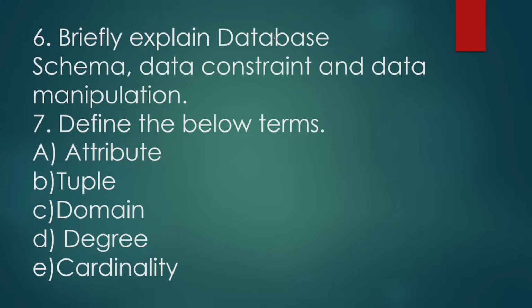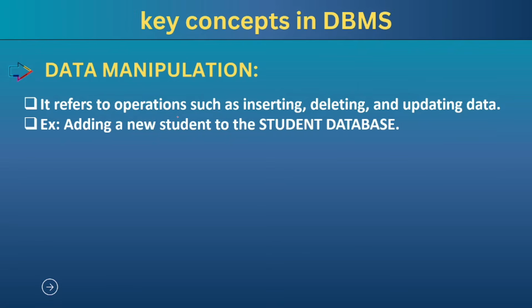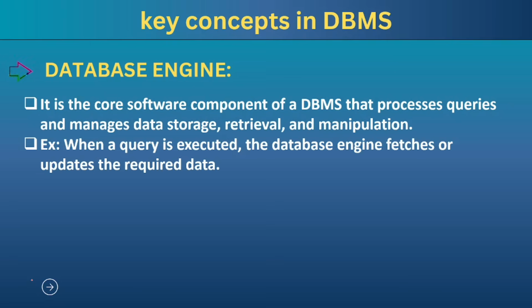Next one, briefly explain database schema. Just now we discussed the meaning of database schema. Next one is data constraint and data manipulation. Data manipulation refers to the operations you can do, such as inserting, deleting and updating data. Example, you can mention adding a new student to the student database. That is called data manipulation.